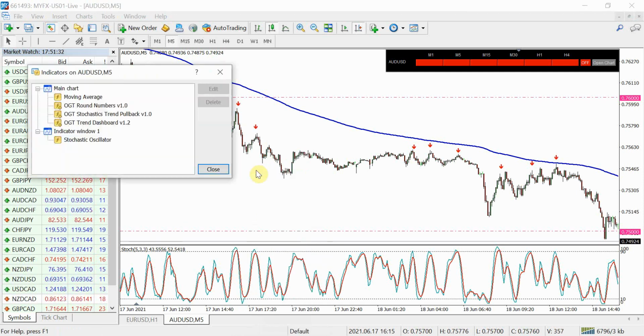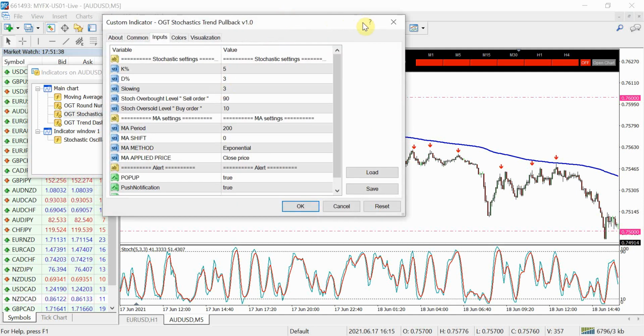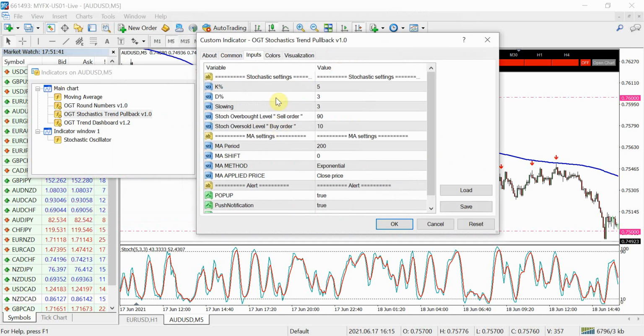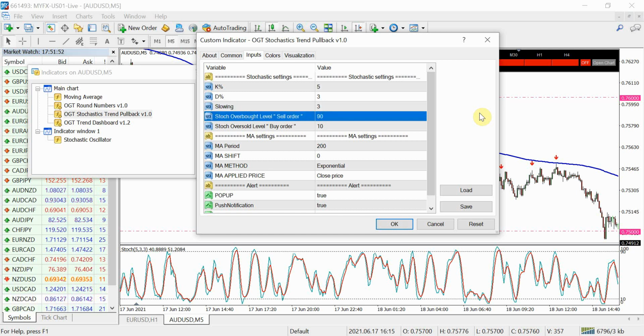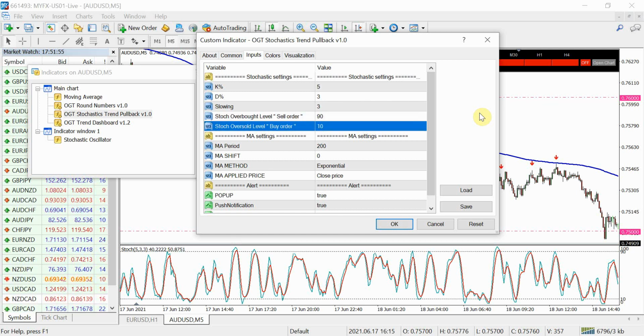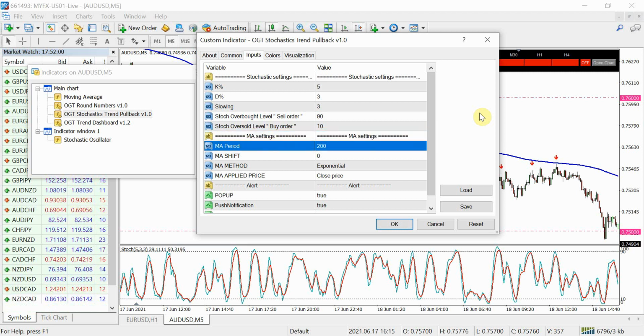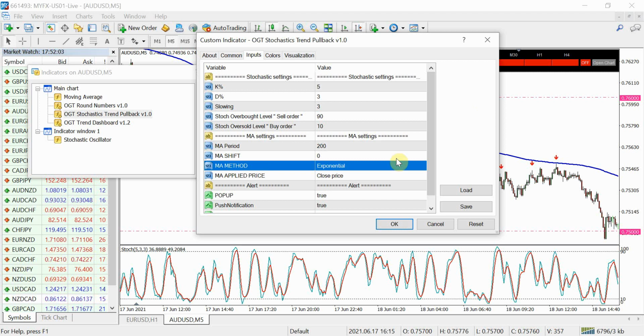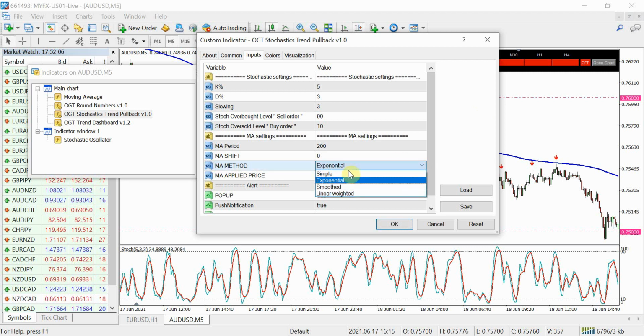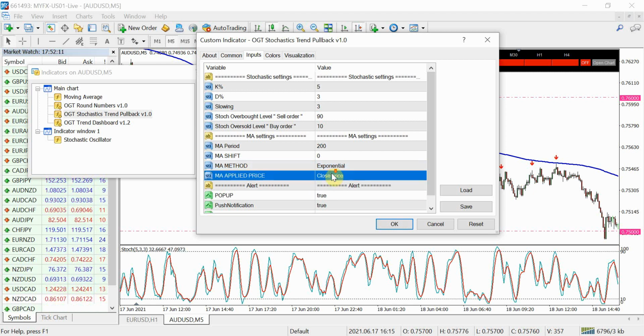If I show you the input settings, you will notice that they are very similar to the RSI as well as the Stochastics EA version. What I love about this indicator and EA is that it's very customizable. You've got your stochastic settings, which you can play around with, and then the overbought and oversold areas, again 90-10. The traditional is 80-20, but play around with it and you get some good information. Then we've got the moving average. I've set it to 200, and like I said before, you can select different types of moving averages, and close price is generally there.